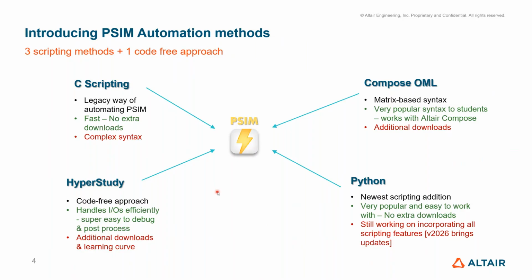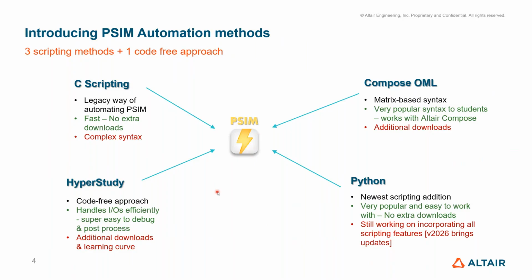And then there are dedicated algorithms and post-process tools inside HyperStudy to help you explore the design space or apply optimization routines from the operations research area of mathematics, and you can even build static reduced order models with PSIM trained data. So HyperStudy handles the inputs and outputs very efficiently, which is very important when it comes to automation, and it makes it super easy to debug. So in case something is wrong or you see some results that don't make sense, then it's very easy with HyperStudy to navigate directly to that example, open it and test it and see what is wrong.